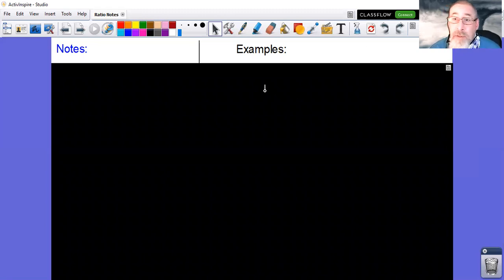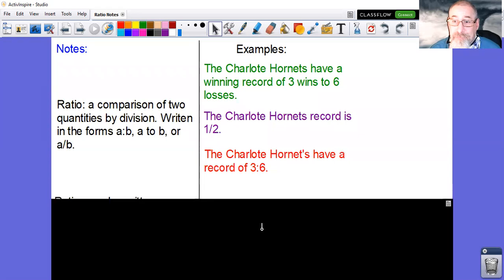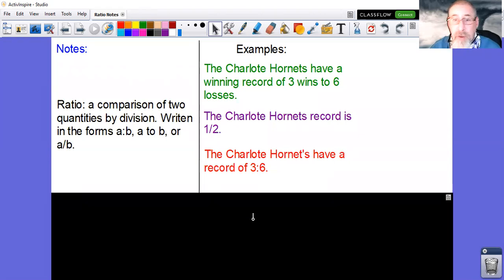All righty. So first of all, a ratio is a comparison of two quantities by division, written in the form A colon B, or A to B, or A over B as a fraction. Again, that's because it's a comparison by division. So we have these three scenarios here.